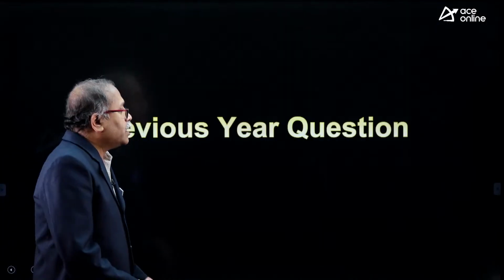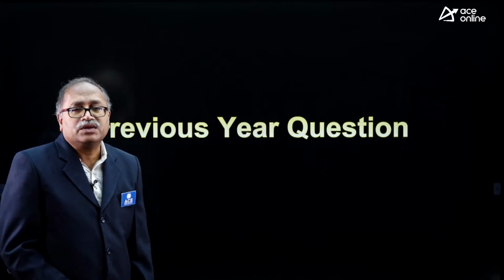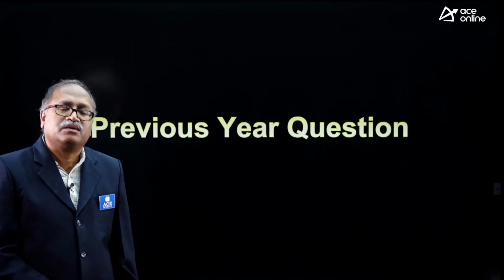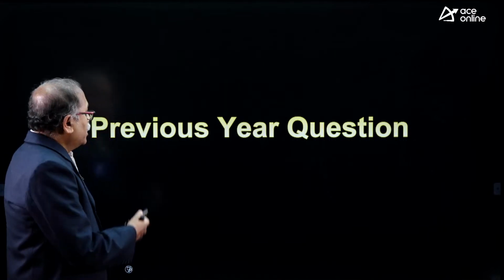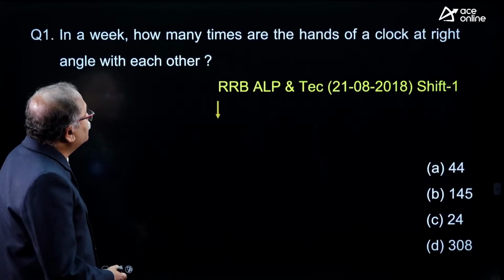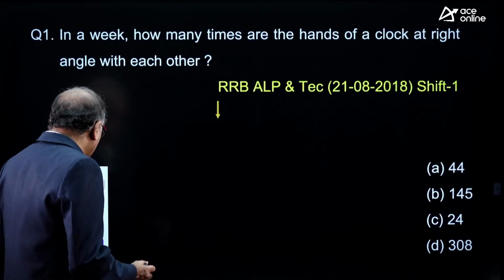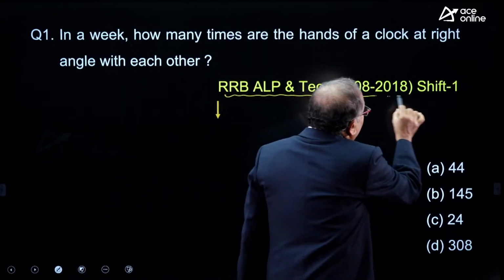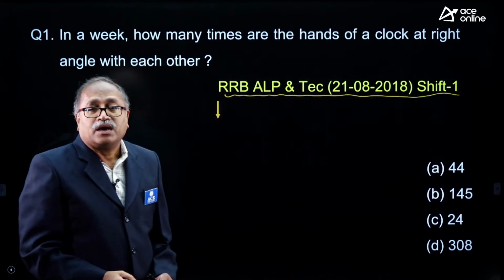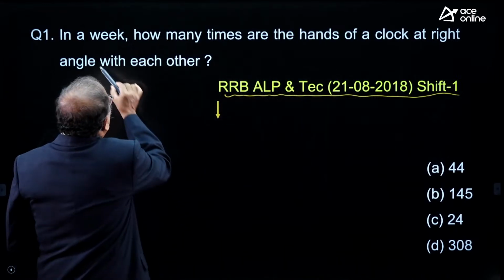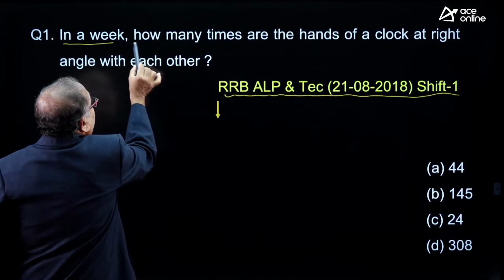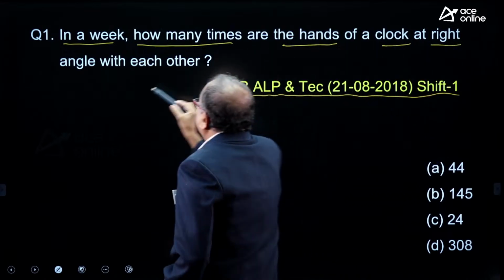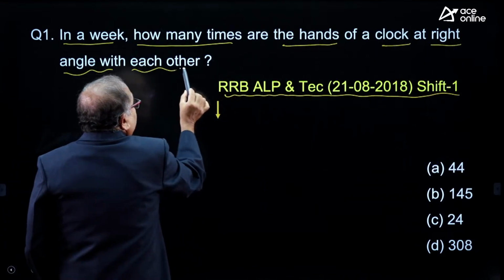Right, my dear friends? So I am moving forward. The previous year questions of RRB, whether RRB NTPC, RRB JE or RRB ALP. Okay, so let's move on to the very first question over here. Now, I am purposefully taking the previous year question. Look at this one, RRB ALP of 2018. In RRB SSC, you do get one question from clocks and calendar. In a week, how many times are the hands of the clock at a right angle with each other?